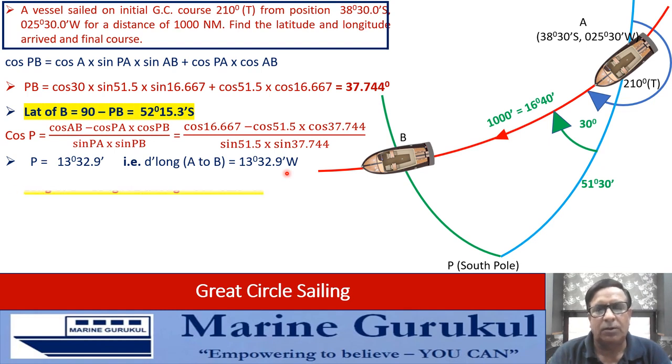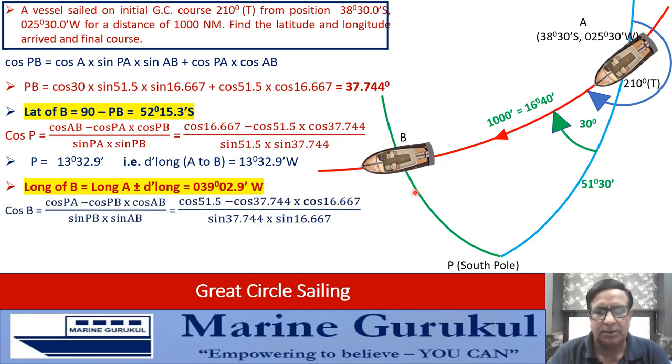Applying this D long to the longitude of A, we can get the longitude of B, which is 039 degrees 02.9 minutes west. So we have now got the coordinates of position B as 52 degrees 15.3 minutes south and 039 degrees 02.9 minutes west. Now we write the cosine formula to get angle B so that the final course can be evaluated. We write the formula for cos B, we put the values, and we get the value of B as 140 degrees 16.1 minutes. That is this angle.